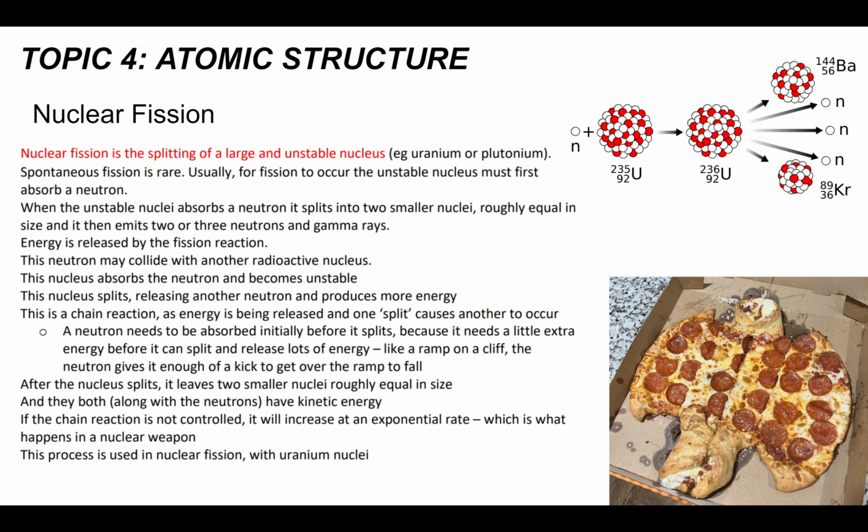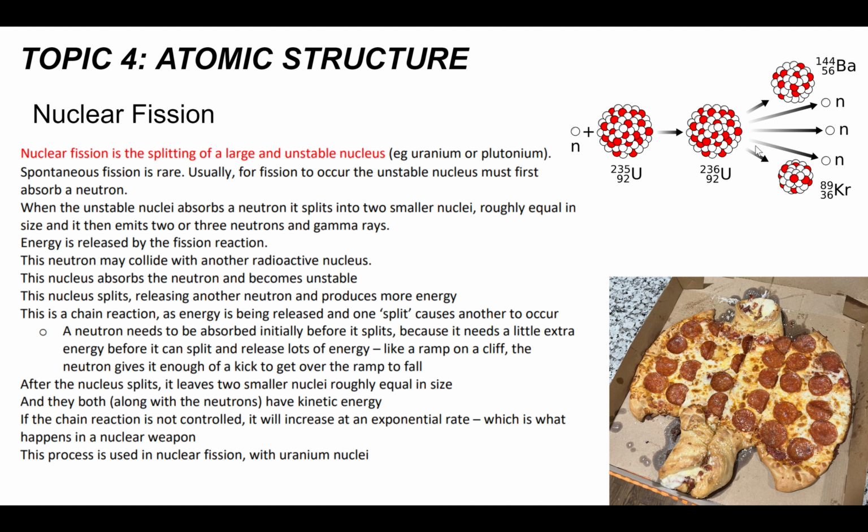When the unstable nucleus absorbs a neutron, it splits into two smaller nuclei, roughly equal in size, and then it emits 2 or 3 neutrons and gamma rays. Energy is released by the fission reaction. This neutron may collide with another radioactive nucleus. This nucleus absorbs the neutron and it becomes unstable. The nucleus splits, releasing another neutron, and produces more energy. This is a chain reaction as energy is being released, and one split causes another to occur.